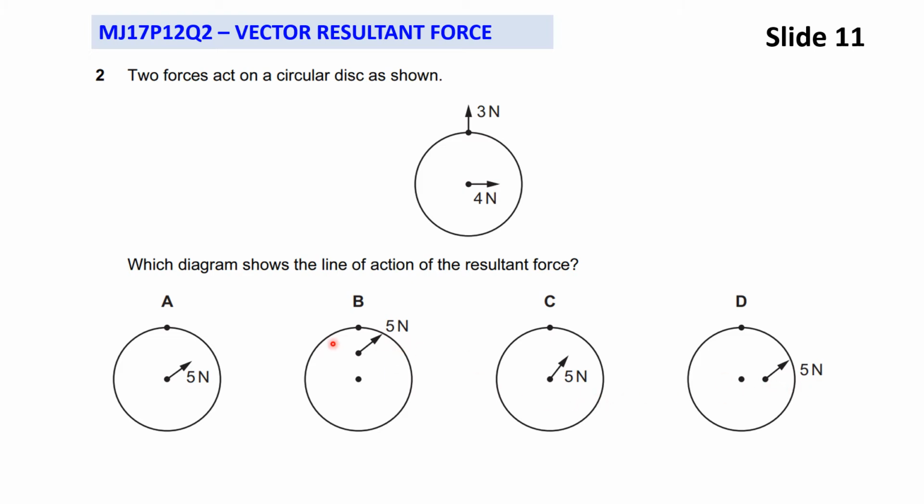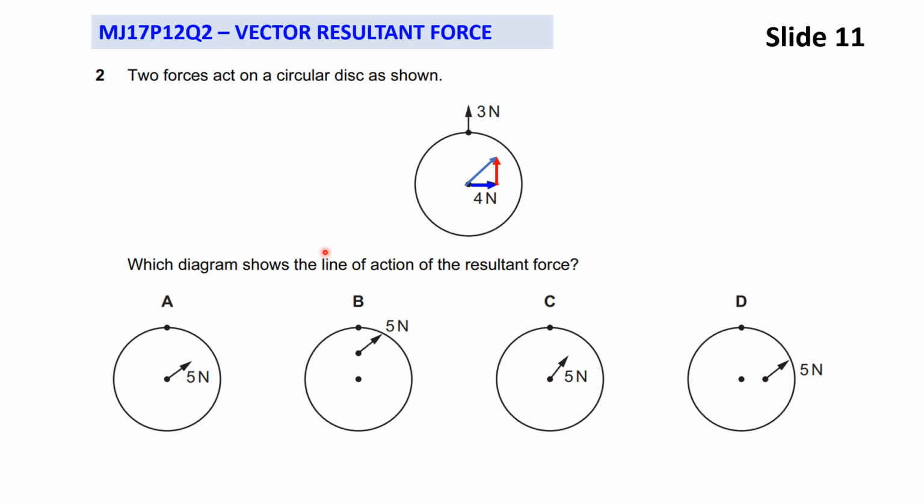So let's go through the steps. This blue tiny arrow represents the 4 newton force, and this red arrow represents the 3 newton force. I'm going to use the tip-to-tail method, and I'm going to draw the resultant from the tail to the tip, like this. And what is the value of this vector? What is the value of the resultant?